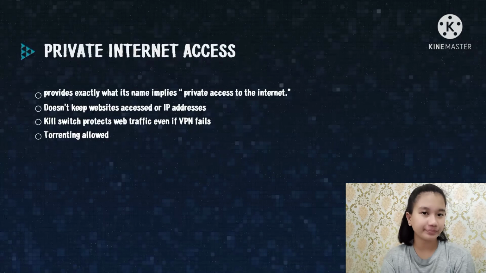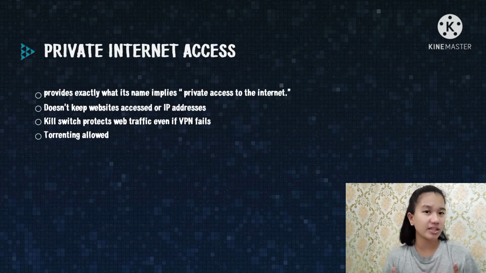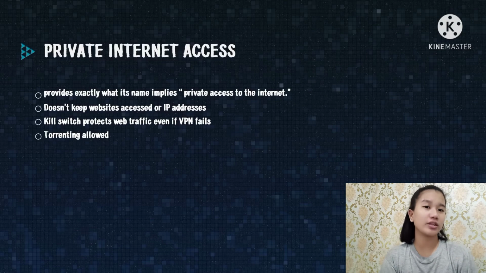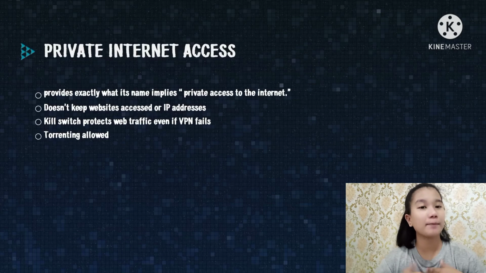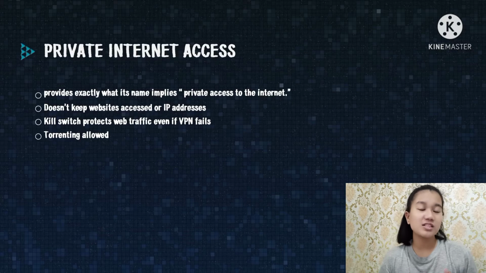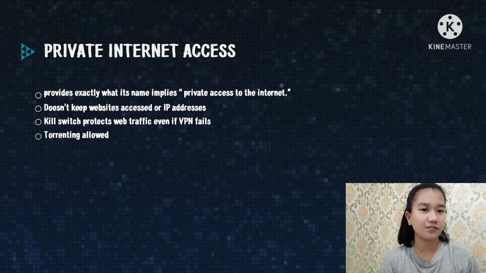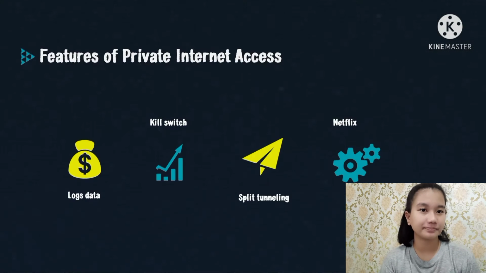Private Internet Access provides exactly what its name implies, which is private access to the internet. It also doesn't keep websites accessed or IP addresses. Kill switch protects web traffic even if the VPN fails. And last is torrenting allowed.